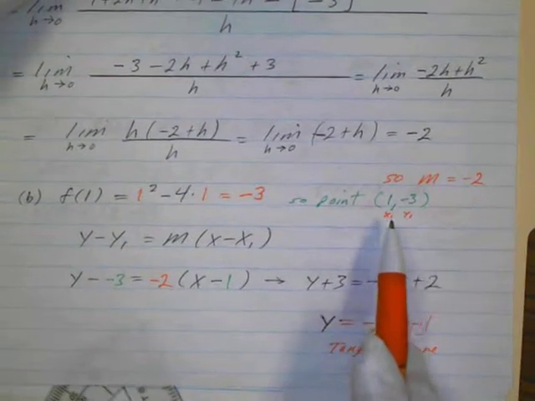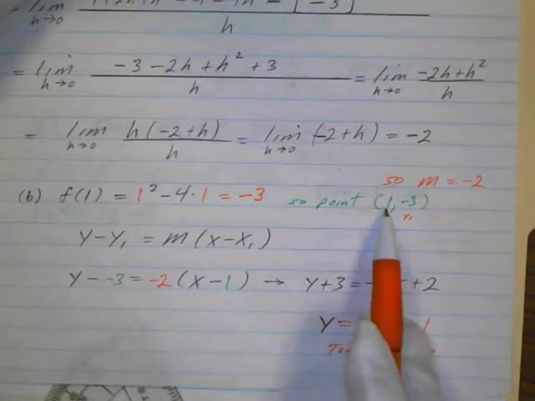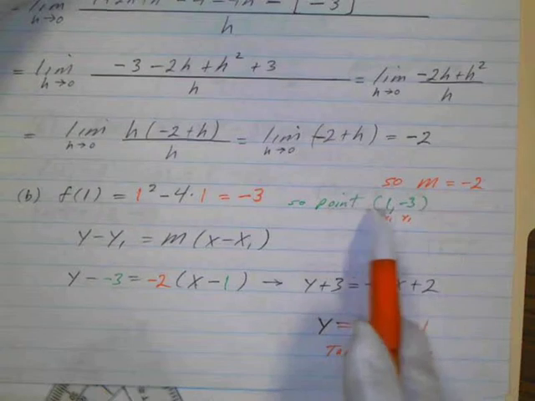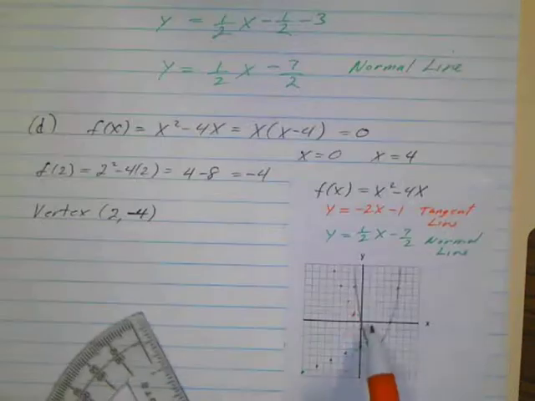So this was my point. In other words, we wanted to find out what it was tangent when x is 1. When x is 1, f of 1 is negative 3. So that was my point of tangency. So I go 1, negative 3. There's my point of tangency right there. I hope you can see that.